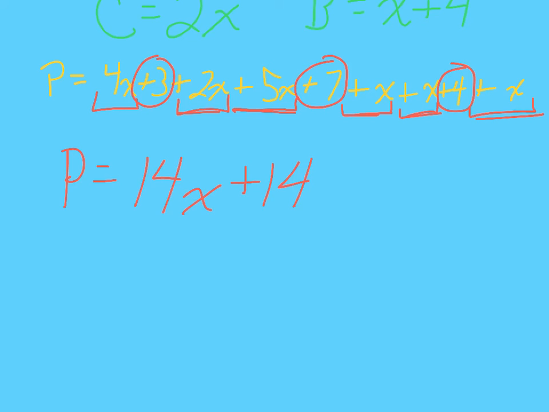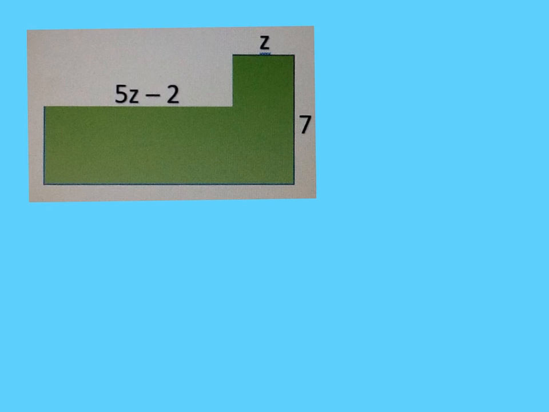Okay, let's do one more like that. These are a little longer, but let's try. Very similar. Again, let's just find the perimeter. So in this case, we're told, what is the perimeter? Well, a common mistake is people are just going to add up what they see. They're going to add up 5z minus 2 plus the z plus the 7.